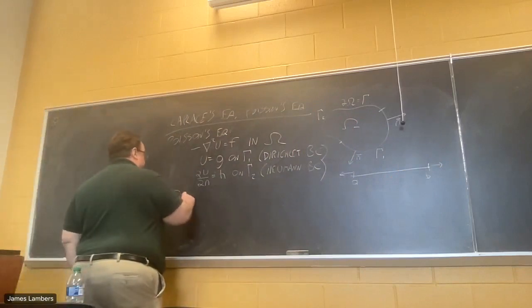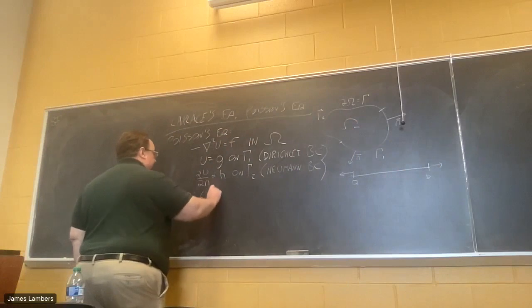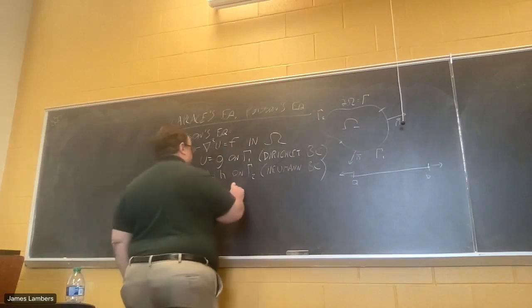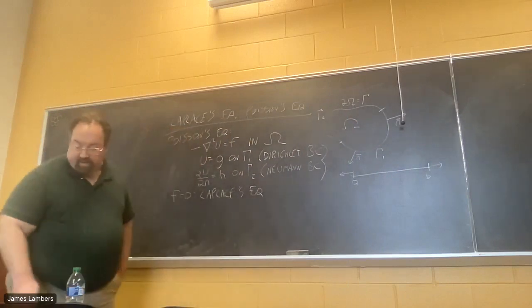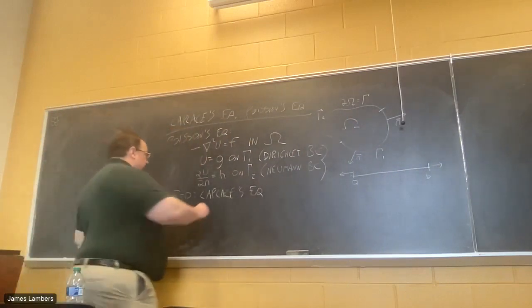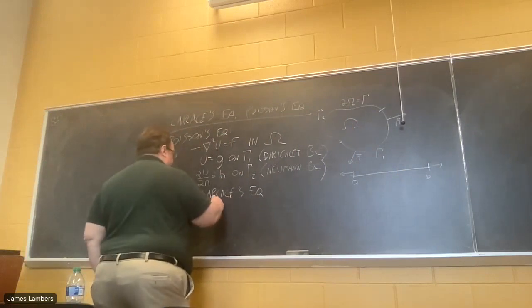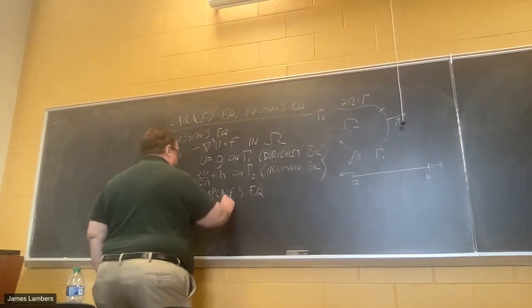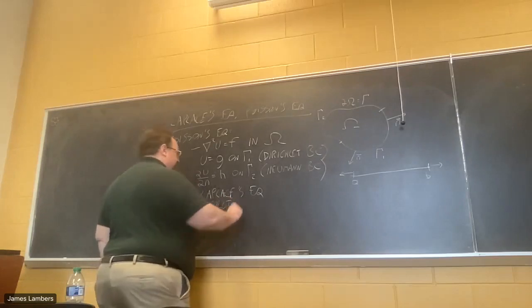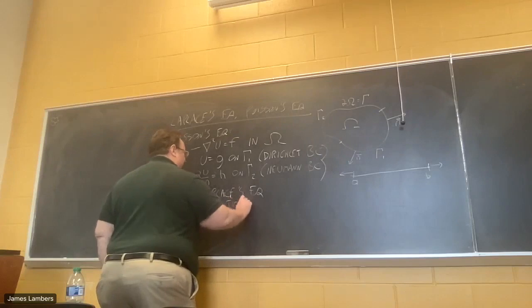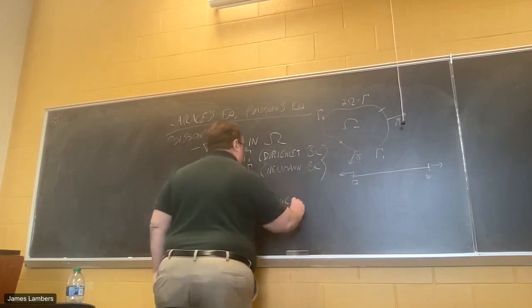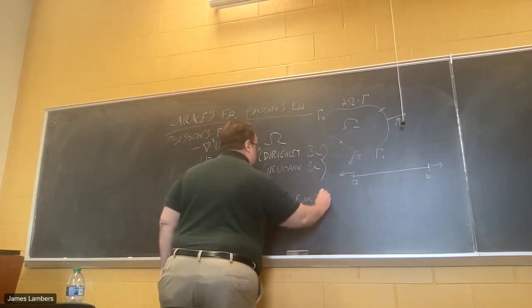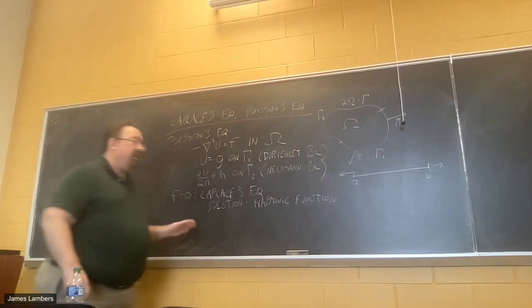Now, when f is equal to 0, then we call this Laplace's equation. It's still part of this f equals 0 case. And the solution of Laplace's equation is called a harmonic function. That only applies to Laplace's, not Poisson's.